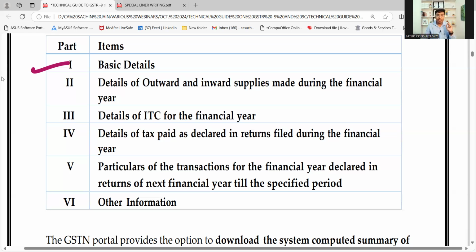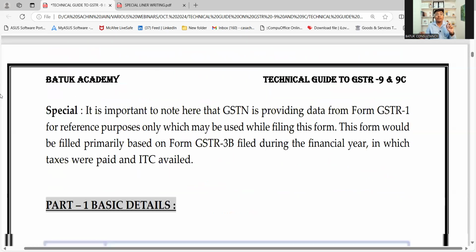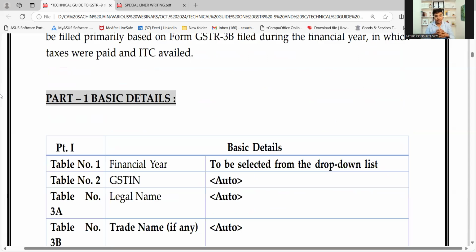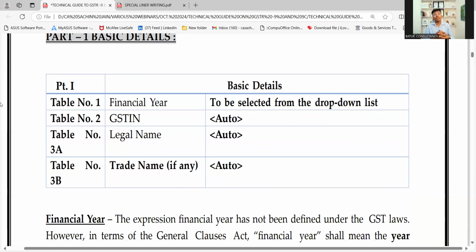Now, let's start our discussion on clause by clause analysis of GSTR 9. First, we'll discuss part number 1. I am not going to read any line from the particular module; I am just going to explain the things. But when you go through this particular book, you will find that everything we have already covered in our oral communication, in our deliberation. Now, in basic details, they are first asking for the financial year. That means, suppose you are filing the annual return for financial year 2023-24. In such a scenario, the financial year will be 2023-24.